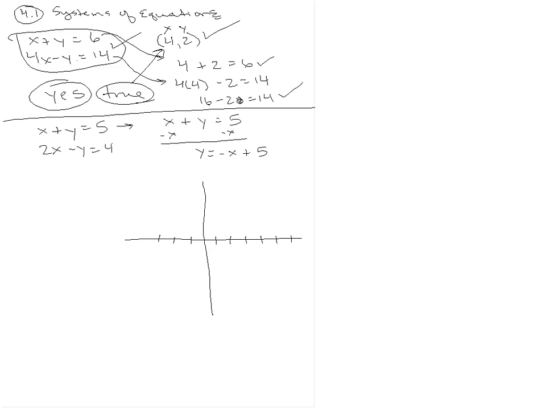So we're going to take this first, what we already know. Let me get a different color. I'll make this one pink. Okay, positive 5 is the y-intercept, and then the slope is negative 1 over 1. So you go down 1 and over 1.